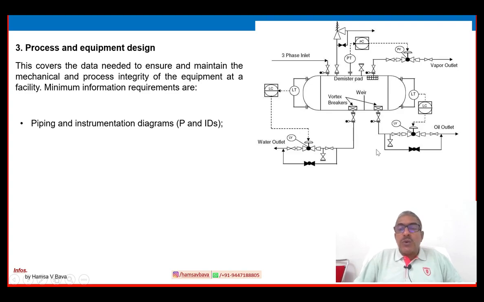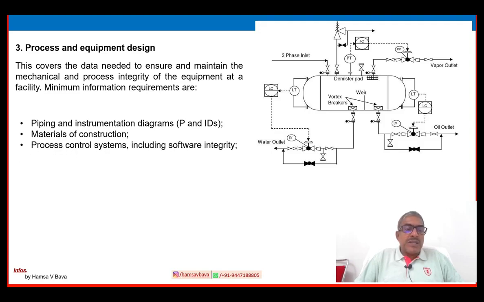Kindly, I request you to read my module, the P and ID module. Please read that module so you can get that information very well. Materials of construction also we have to provide.